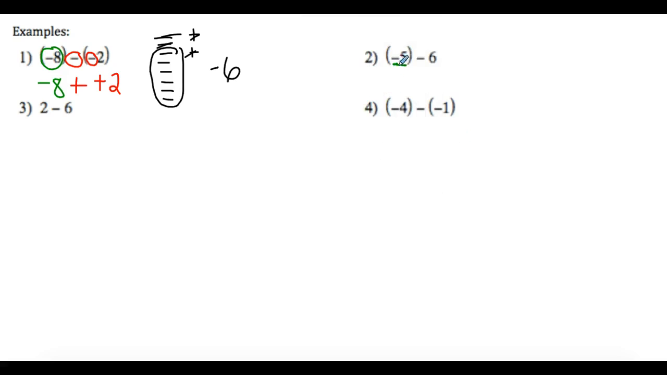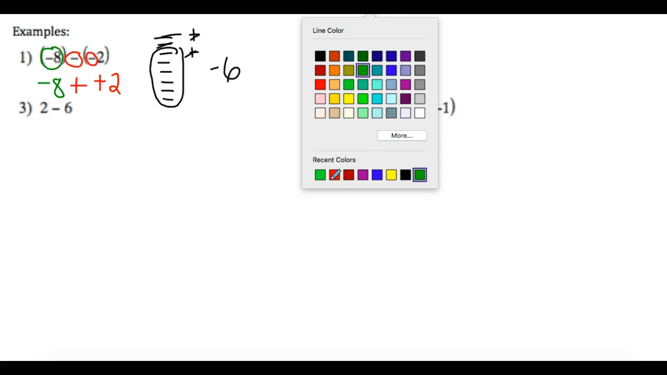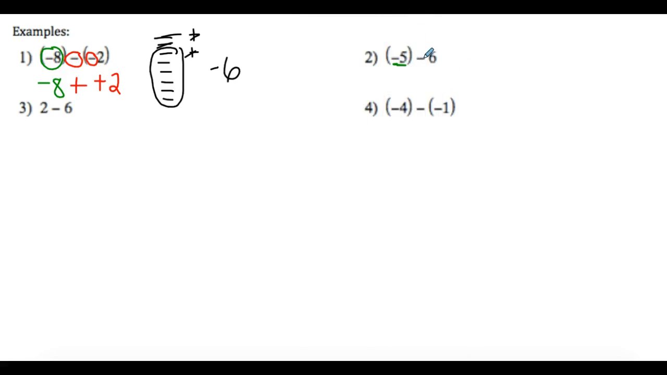We keep and then change, change, and then this 6 was actually a +6, so it's going to change to a -6. So that means I could rewrite this as -5 plus -6. So 1, 2, 3, 4, 5 negatives and 6 negatives. That's a big negative party. A lot of negatives together. So if I count them all up, that means I have 11 negatives in total.